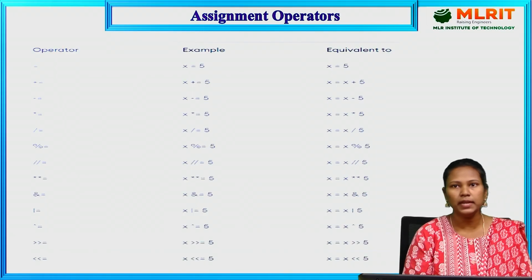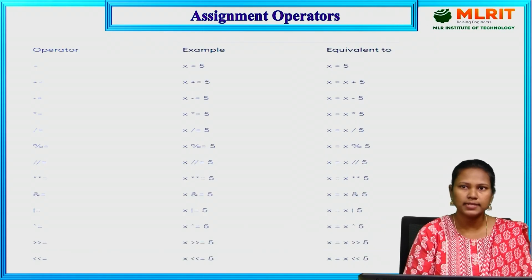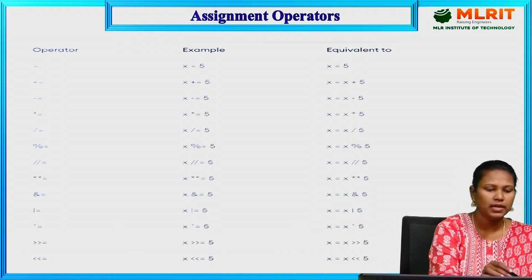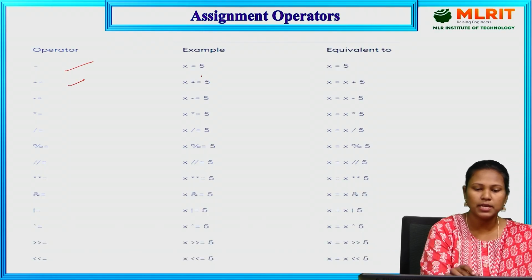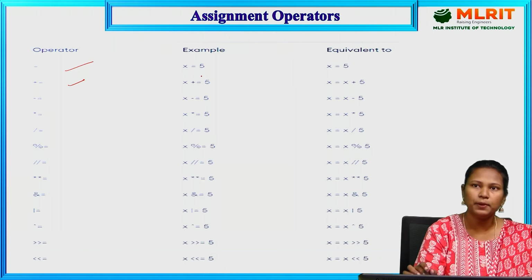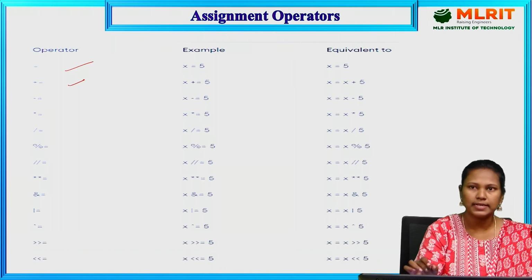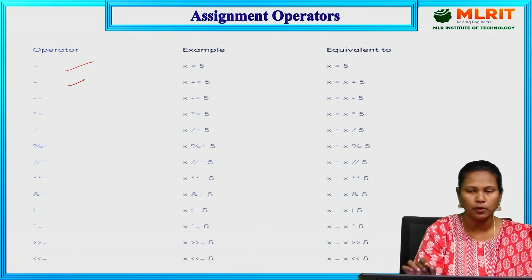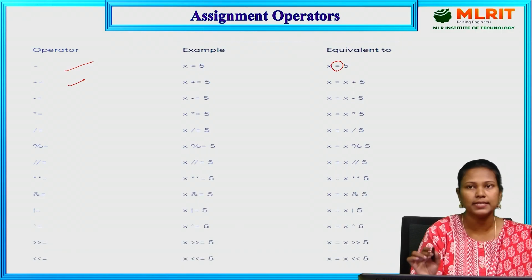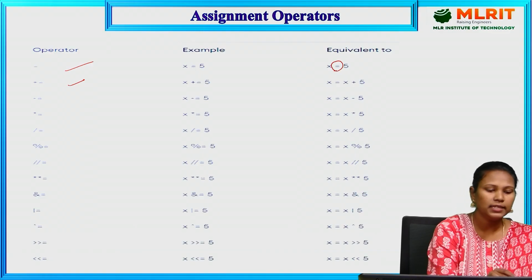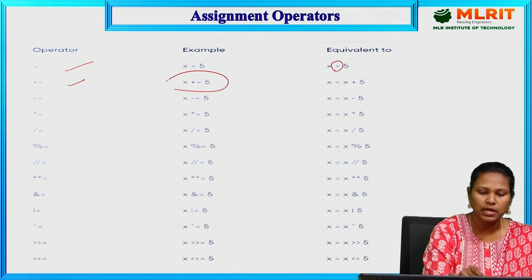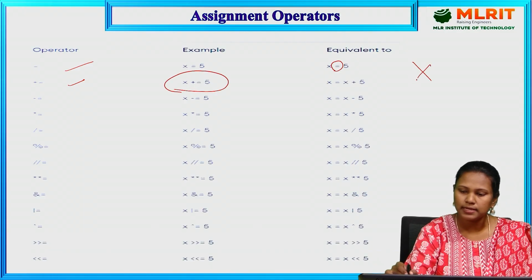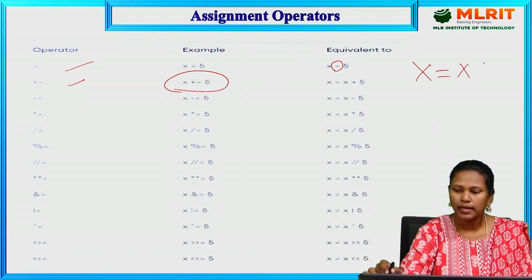The first one, assignment operators. In the assignment operators, we have the equal to symbol, plus equal to. So equal to, if x equal to 5, here the equal to specifies that we are assigning a value to a particular variable. So the equal to is an assignment operator. The next one is plus equal to.